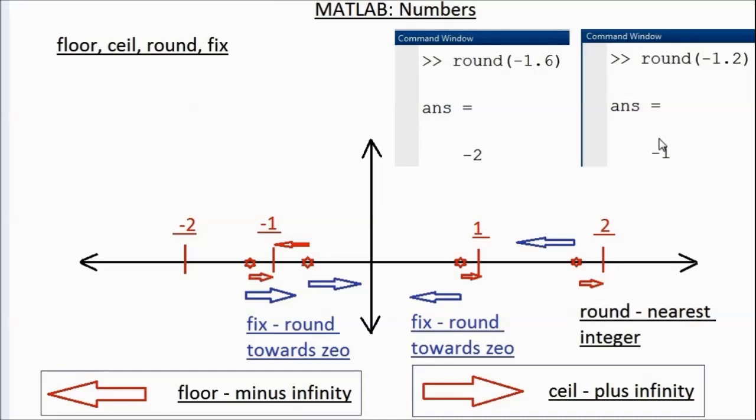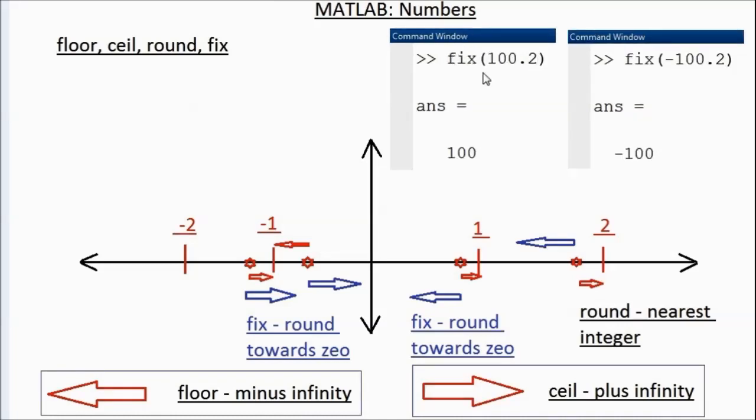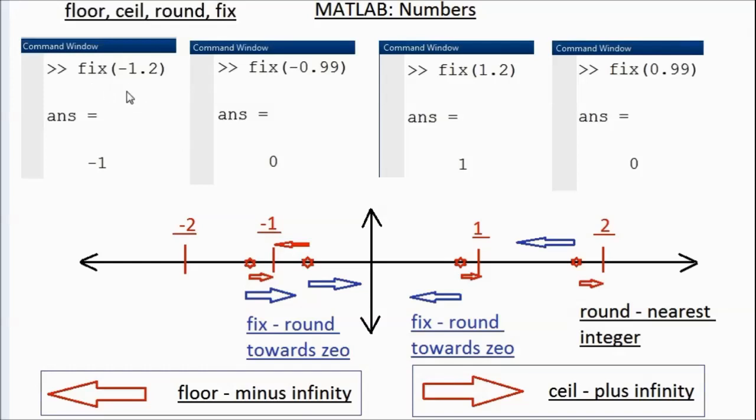The fix command rounds towards 0. So fix(100.2) becomes 100. Fix of -100.2 is -100. fix(-1.2): fix rounds towards the origin, so it's -1. fix(-0.99) is rounding towards the origin, which is 0. fix(1.2) rounds towards the origin, which is 1. fix(0.99) rounds towards 0, which is 0.